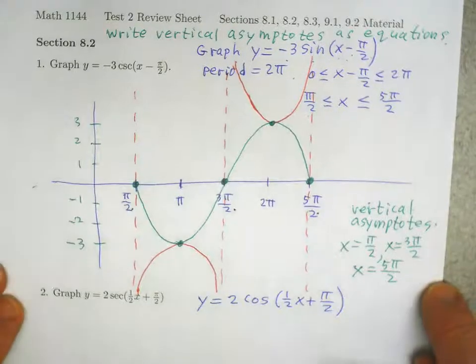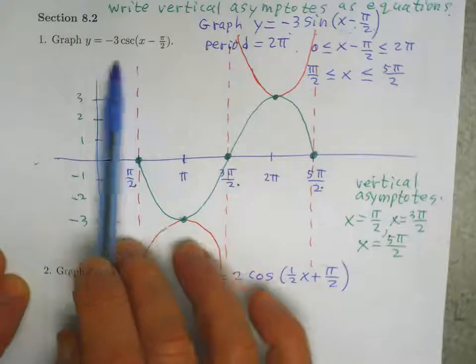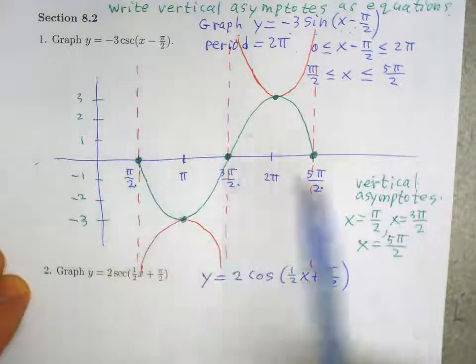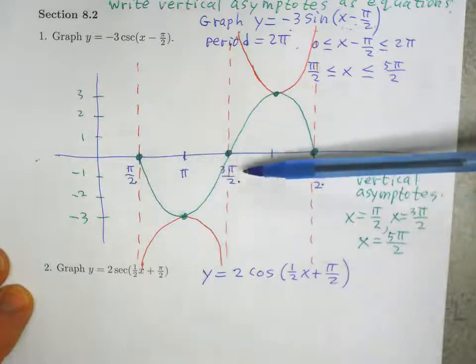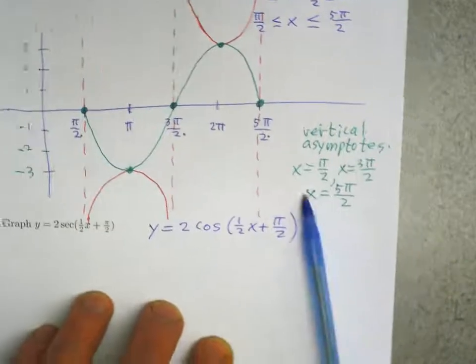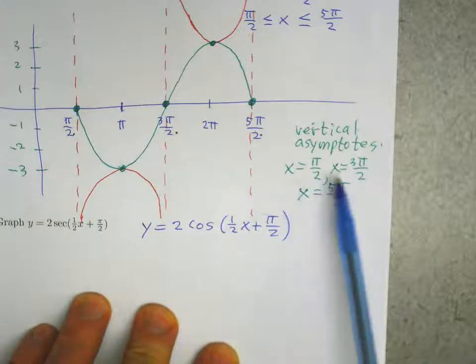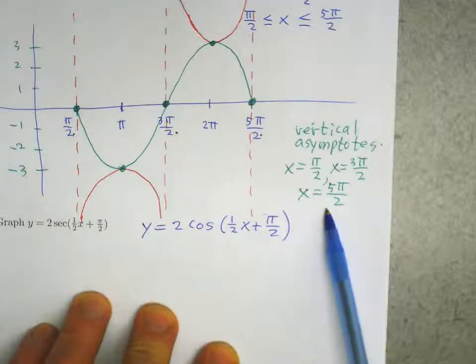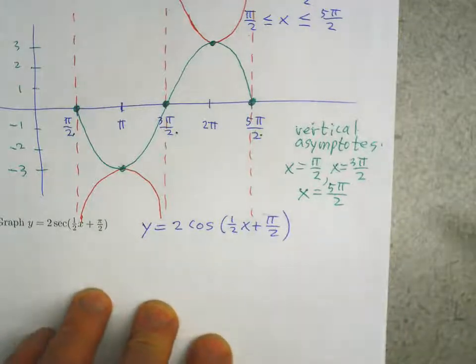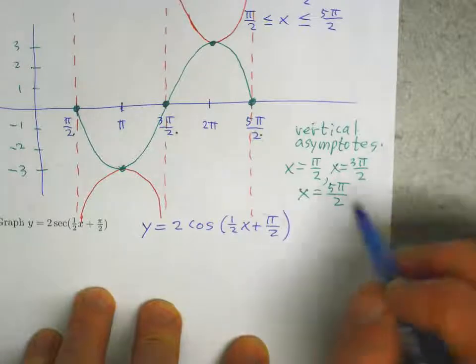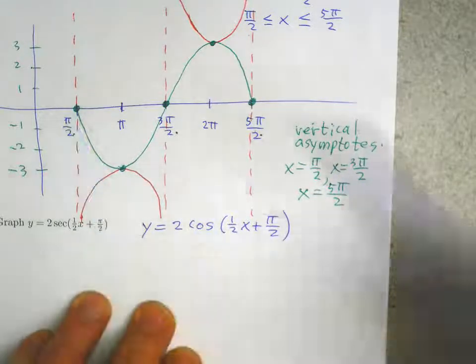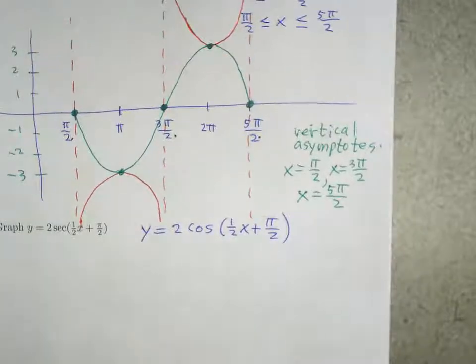Maybe that question was asked before I answered it. Remember this example on the graph of y equals negative 3 cosecant of x minus pi over 2. We have asymptotes where x is pi over 2, 3 pi over 2, and 5 pi over 2. So the equations for the vertical asymptotes are x equals pi over 2, x equals 3 pi over 2, and x equals 5 pi over 2. So in general, if you're graphing something in the xy plane, and if there are vertical asymptotes, the equations will always have the form x equals whatever the number is that it corresponds to. So I hope that clears that up.